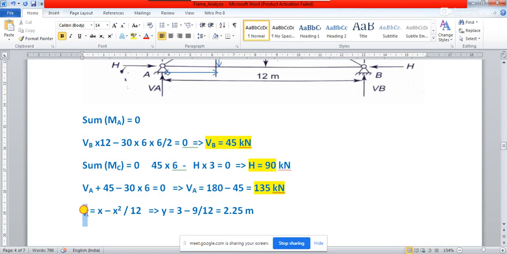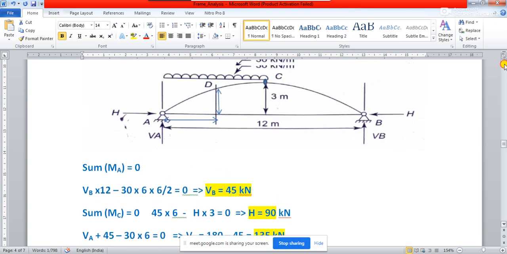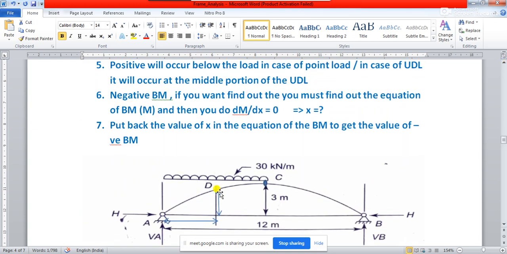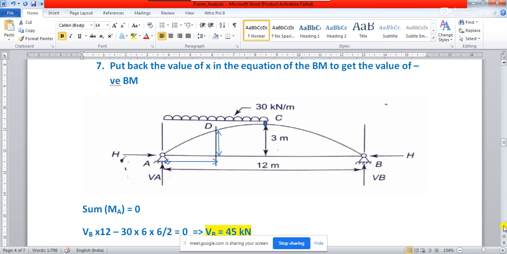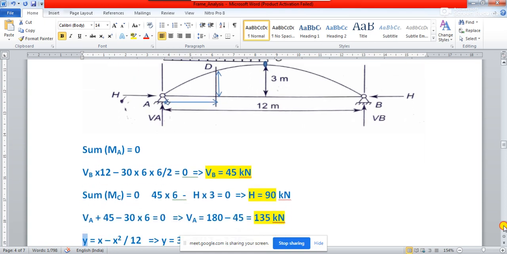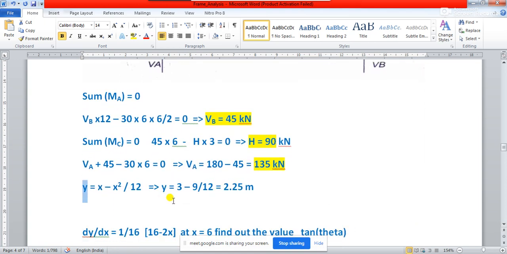So you understood how to find out this distance y. From the equation of the arch, whatever will be given, or if it is a parabolic arch, then you will have to remember the equation as I have told you earlier. Using that equation, at a particular distance from any support, you can put the value of x, and then you can easily find out the value of the coordinate y.